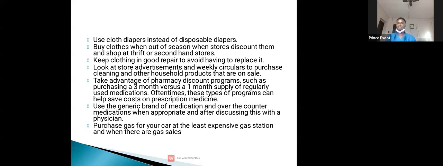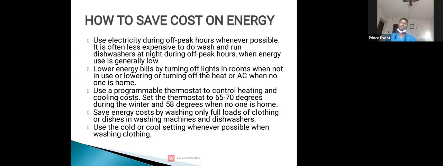Increased cost. So you buy items when they are very much available. That way we can help our family, the patient's relative or the patient's family itself, to save on energy. How to save cost on energy? Use electricity during off-peak hours whenever possible.